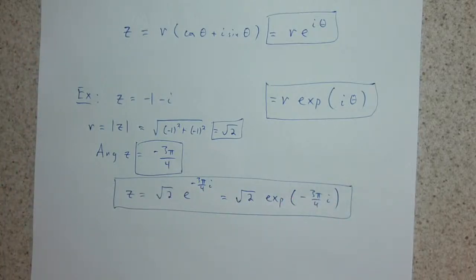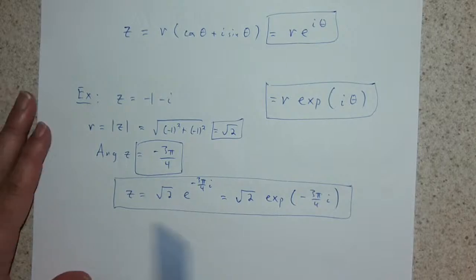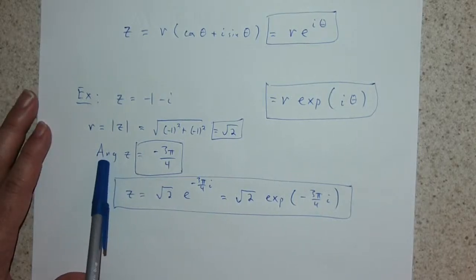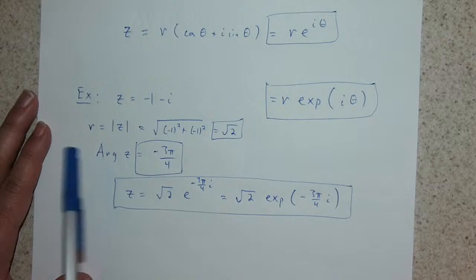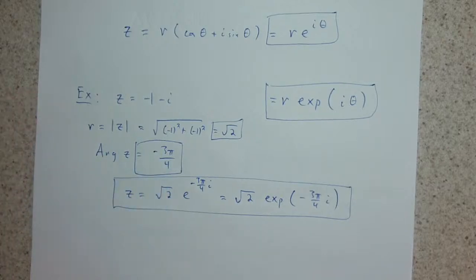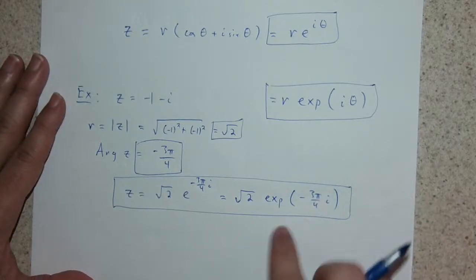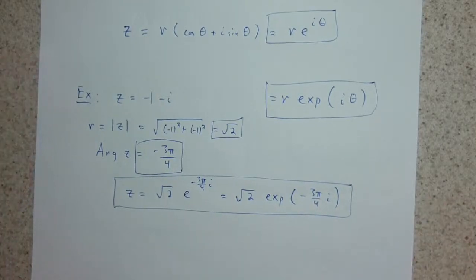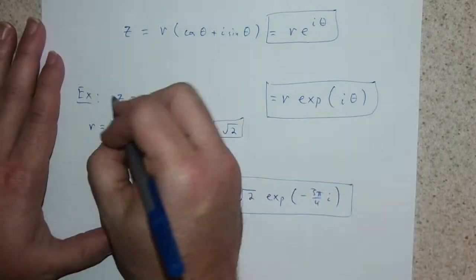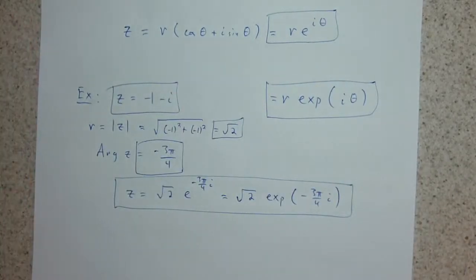Okay. Of course, you might say, well, you used the principal value of the argument here. So since this polar form actually doesn't have a unique representation, aren't there technically infinitely many ways of expressing this in exponential form? And the answer is yes. So this is just one way of doing it, but this is not the only way. So if I give you z is minus 1 minus I, and I ask for exponential form, this is not the only answer you could give to be correct.